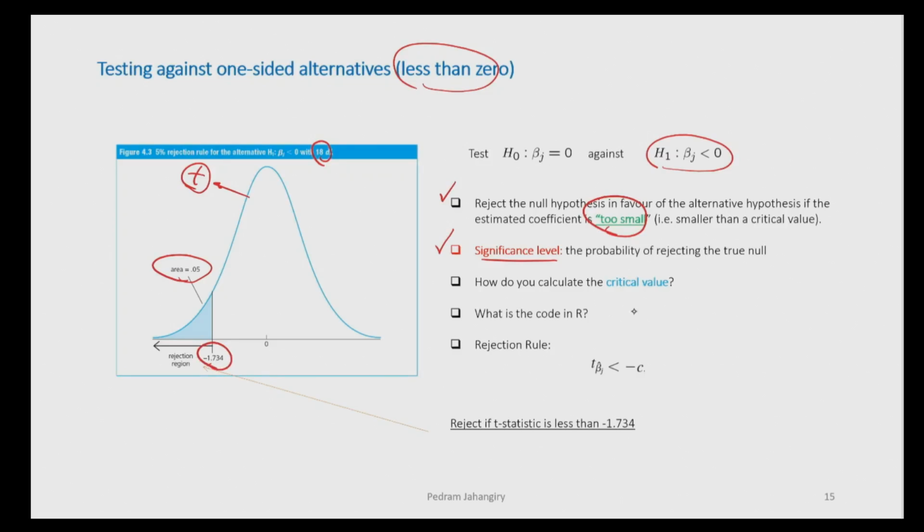So how do we do it in R? In this example, it's going to be qt. Okay, so what should I use here? Should I use 95% or 0.5? What do you think?